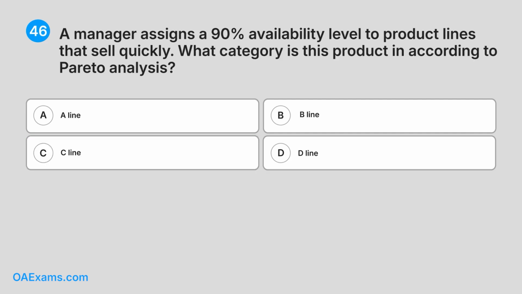46. A manager assigns a 90% availability level to product lines that sell quickly. What category is this product in according to Pareto analysis? A. A line. B. B line. C. C line. D. D line. Do you know the answer?